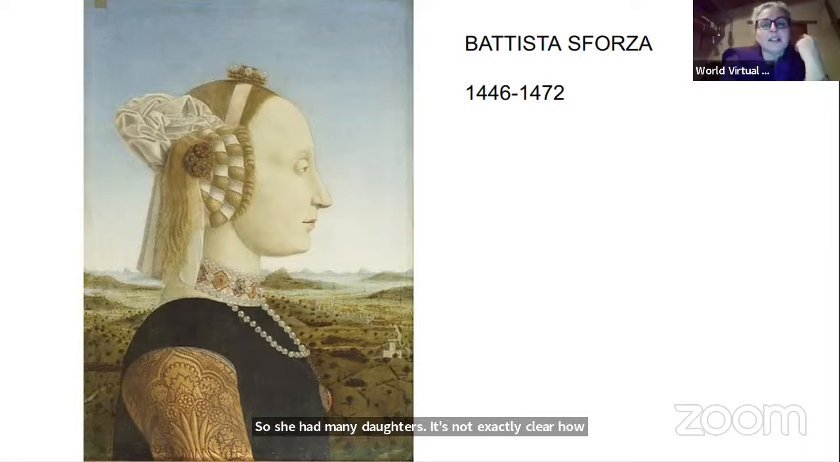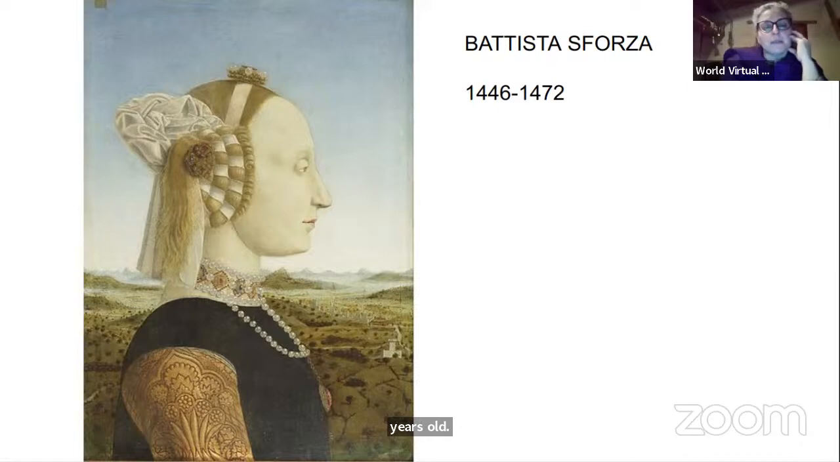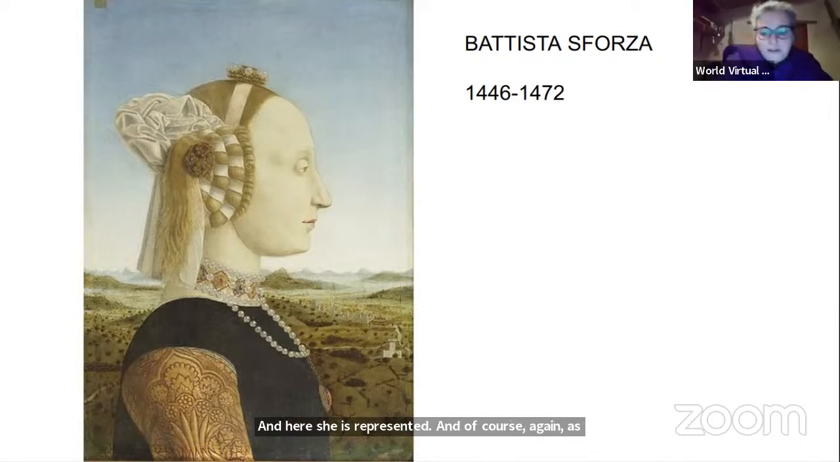And then in 1472, after 12 years of marriage, finally she had a son, a male heir. But then a few months later, she died, unfortunately. She died when she was only 26 years old. And here she's represented, again, as the ideal wife.